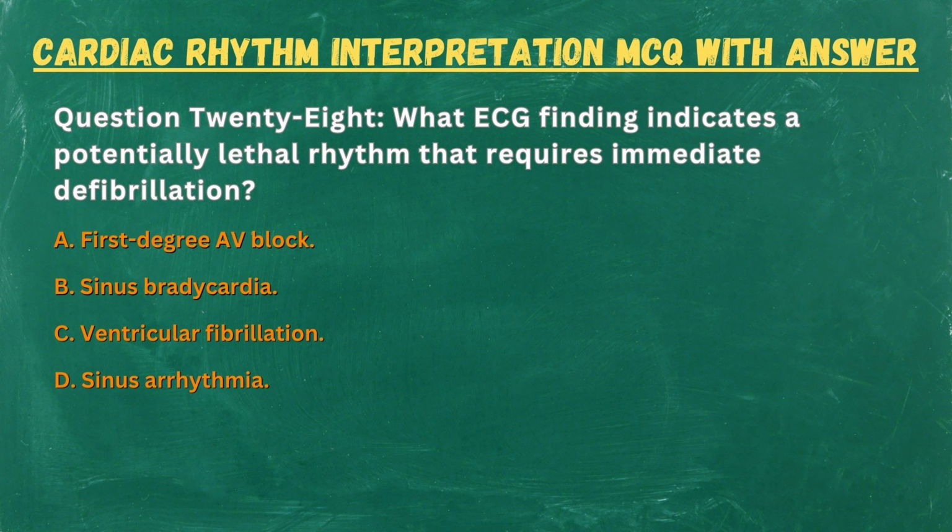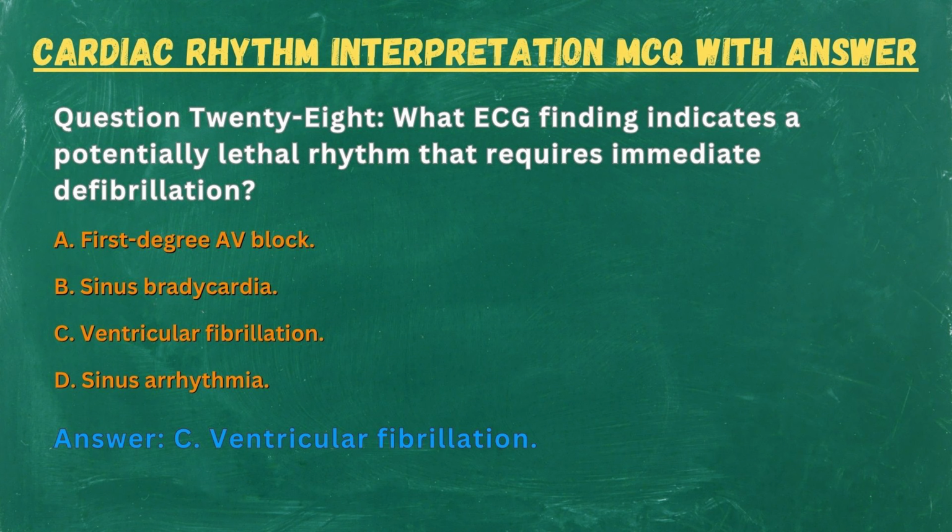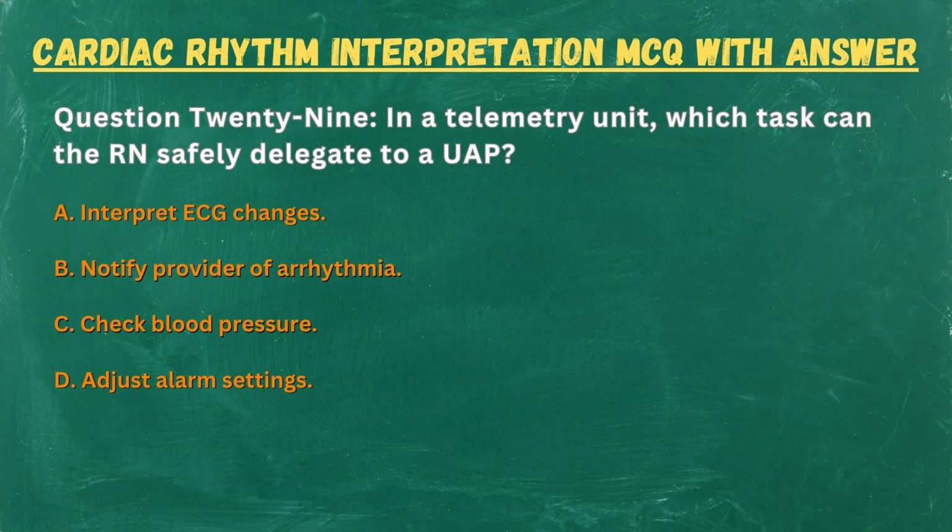Question 28. What ECG finding indicates a potentially lethal rhythm that requires immediate defibrillation? A. First-degree AV block. B. Sinus bradycardia. C. Ventricular fibrillation. D. Sinus arrhythmia. Answer: C. Ventricular fibrillation.